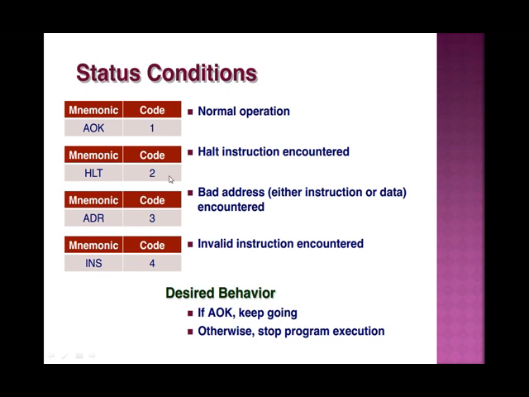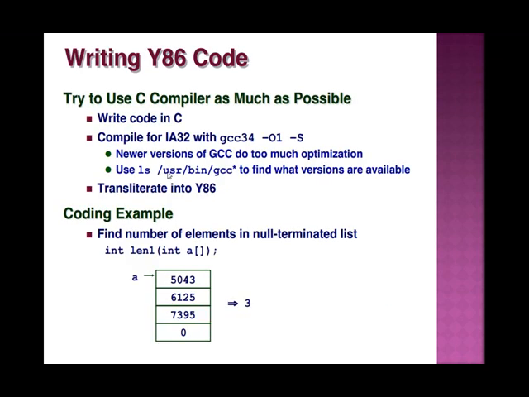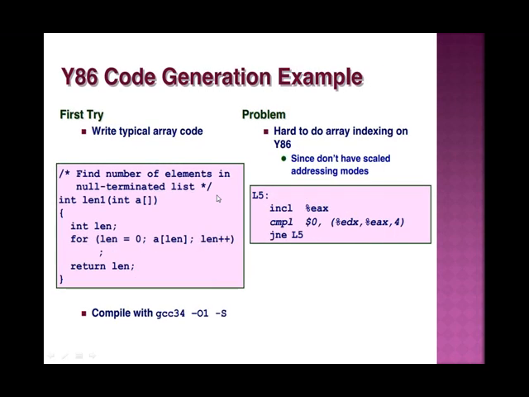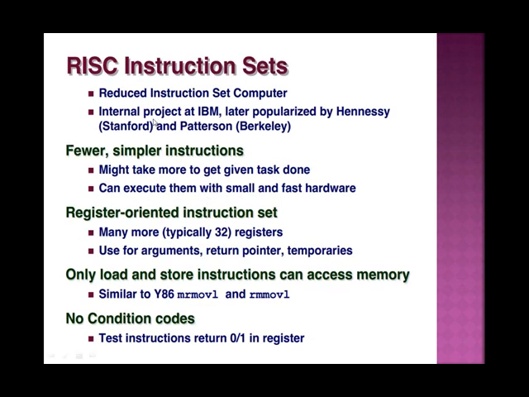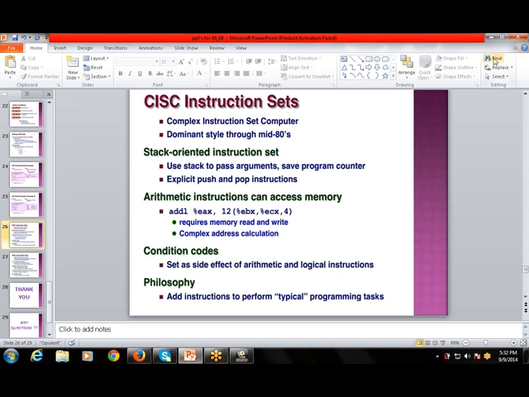Then we also talked about the conditions used for showing the status, that is status conditions. Then we talked about how to write the Y86 code. First of all, write the code in C language, then compile and then translate into Y86. These are the examples for Y86. Then we also talked about CISC, that is complex instruction set computer, and RISC, that is reduced instruction set computer.